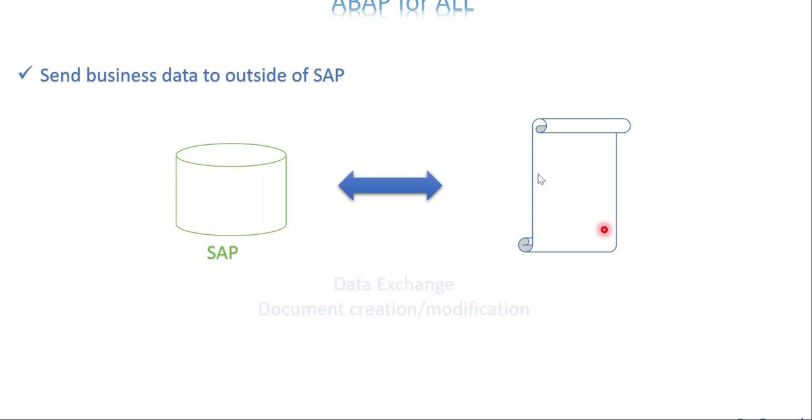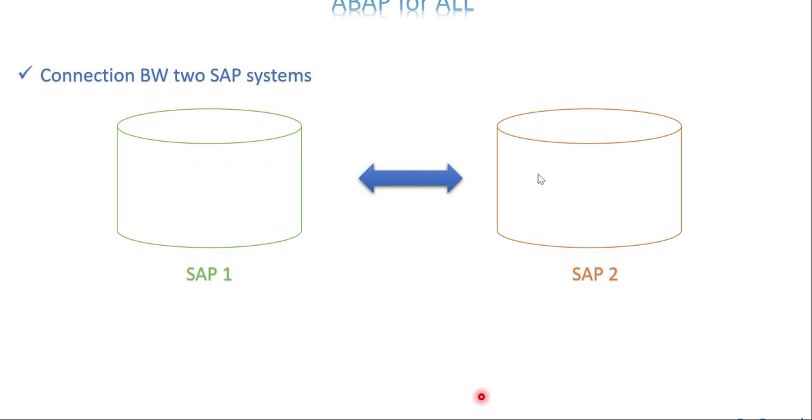Once the connection is ready, you can either just exchange the data, or do the scenario which I explained: receive the data, do some transaction, and send the created information back to the requesting system. That way also you can do. Once the communication is enabled, you can do whatever you want. It's not only for data exchange.